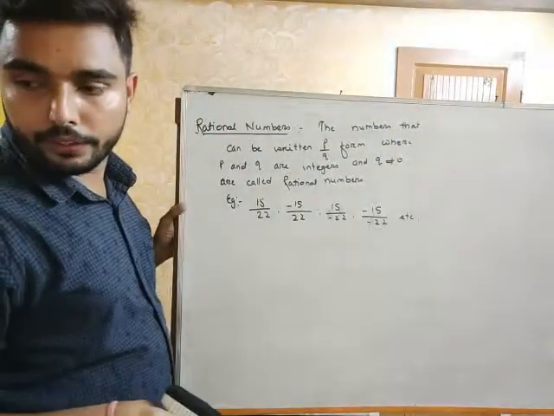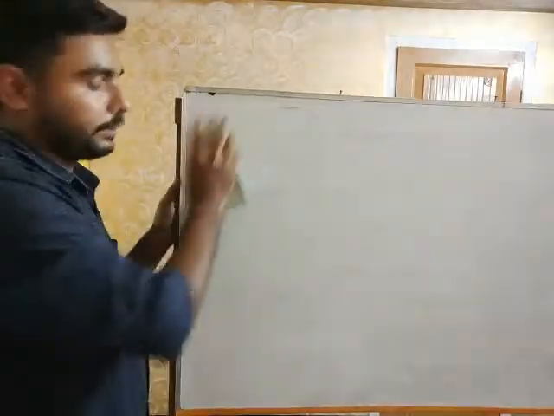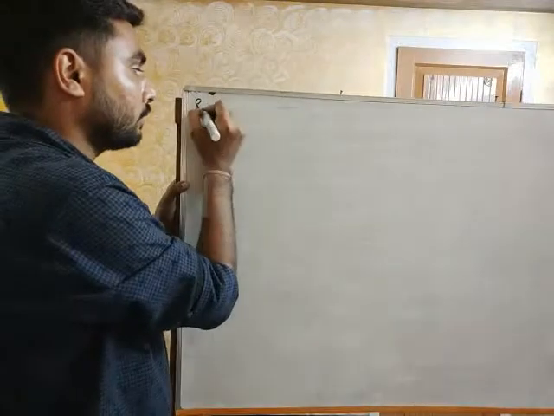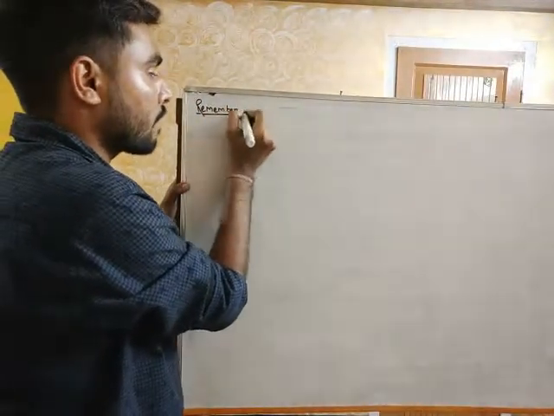Okay, written. Now we will write some points to remember. Some properties of rational numbers, numerator, then standard form. Till standard form we will discuss it today. Okay, remember.